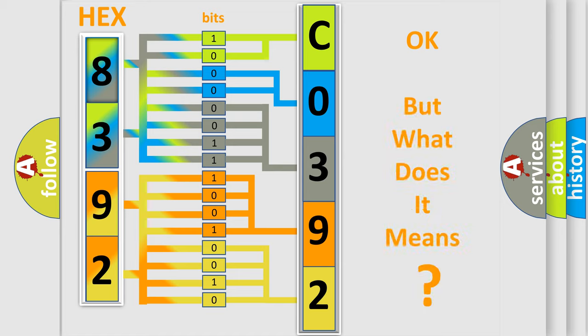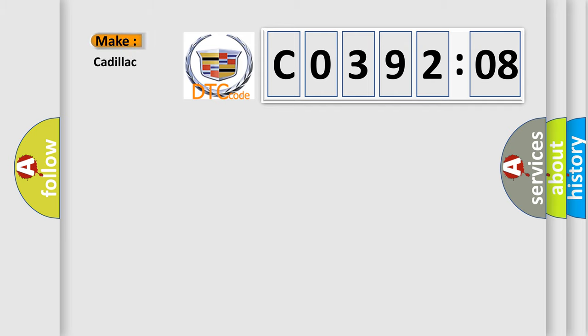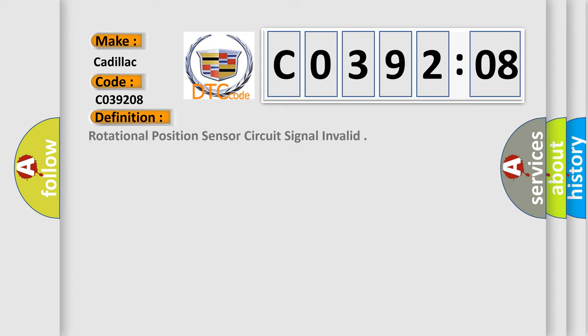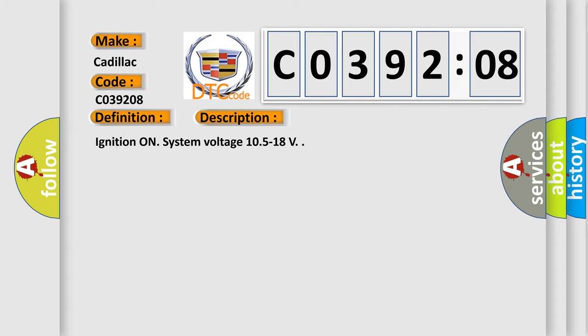The number itself does not make sense to us if we cannot assign information to what it actually expresses. So, what does the Diagnostic Trouble Code C0392-08 interpret specifically for Cadillac car manufacturers? The basic definition is Rotational Position Sensor Circuit Signal Invalid. And now this is a short description of this DTC code. Ignition on. System voltage 10.5 to 18V.